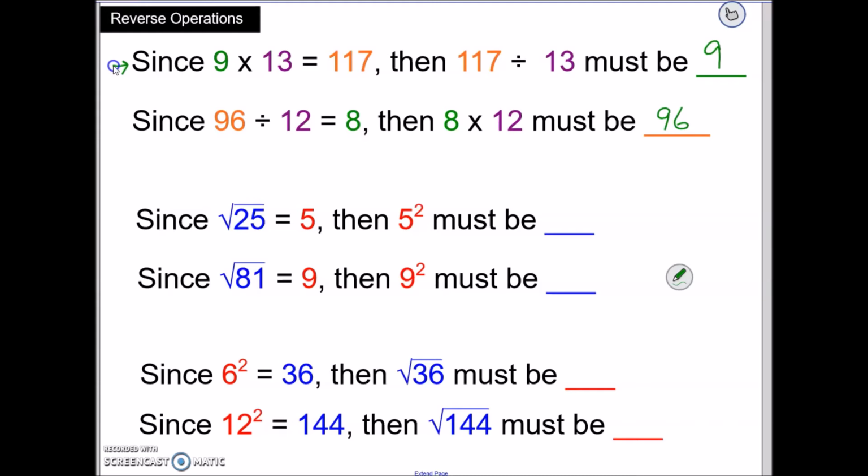We can do the same thing with square roots and squares. Since the square root of 25 is 5, then that means if I took 5 and squared it, that must be 25. Or since square root of 81 is 9, then that means 9 squared must be 81. Again, reverse operations, same numbers, but used backwards from one to the next. Down at the bottom, since 6 squared is 36, then the square root of 36 must be 6, and the last one, 12 squared gives you 144, so the square root of 144 must give you 12.